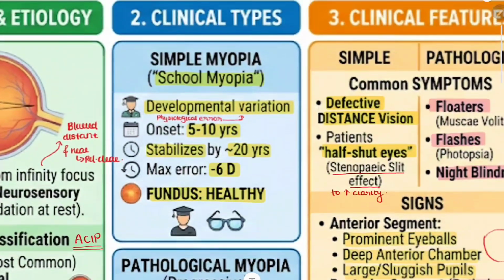Now coming to the clinical types, there are 2 types: simple myopia and pathological myopia. Simple myopia is also known as school myopia. It is actually a physiological error, a normal developmental variation. It is seen in children of 5 to 10 years and usually stabilizes by approximately 20 years. There will be a maximum error of 6 diopter, not more than 6 diopter. And when we look at the fundus, it will be healthy.